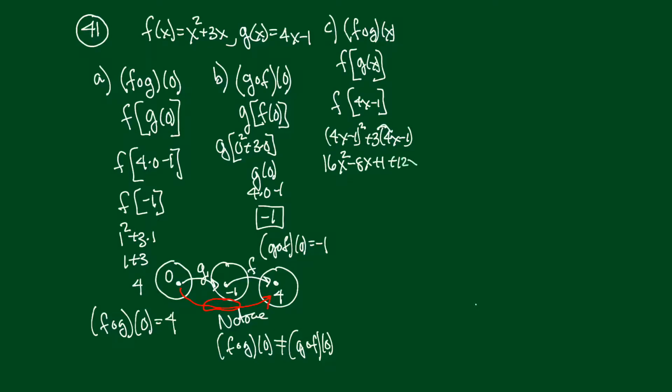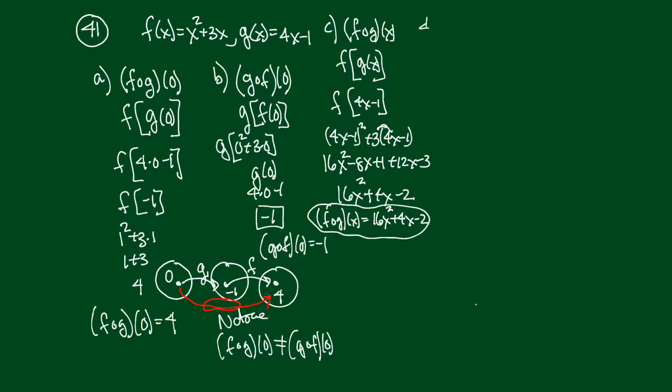So where are we? 12x minus 3. So here we are. 16x squared. What do we get here? Plus, this is what? Negative 8x plus 12x is 4x. And then 1 minus 3 is negative 2. So we're getting this as a general rule then. So f of g of x is 16x squared plus 4x minus 2. You know, I'll circle that so I can find it again.